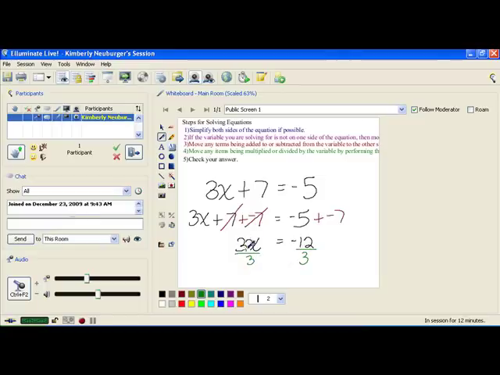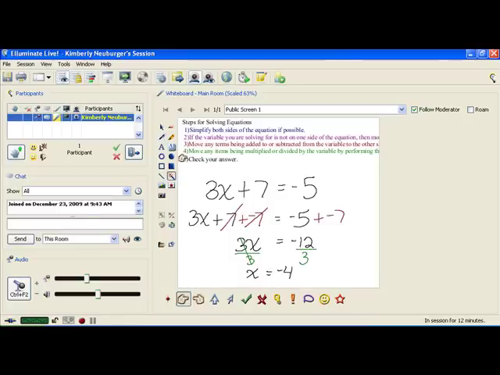Now over here on the right side, 3 divided by 3 is just 1. So those can cancel because we don't need to put a 1 in front of our x. So all we have over here is x. And then on the other side, -12 divided by 3 is -4. So we believe our solution to this problem is -4.